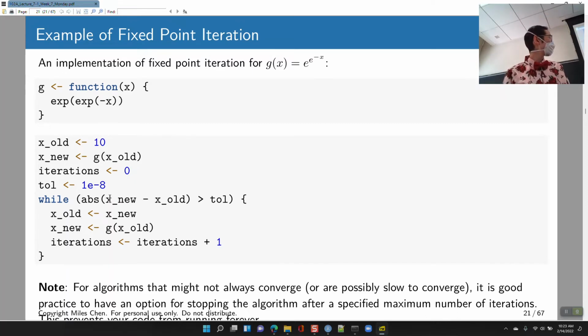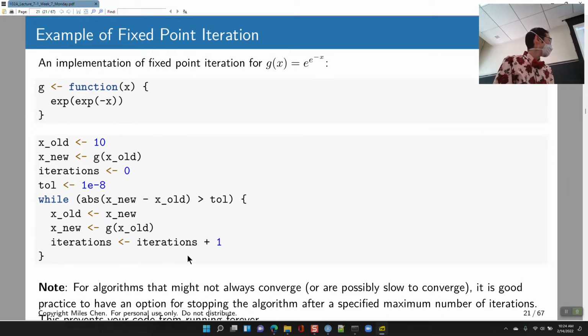And so this is my loop. While the absolute value of the difference between the new and the old value is greater than the tolerance, just run this loop over and over again. Take the new value, make that the old value, apply g to the old value, and that's going to be your new value, and then we want to just see how many iterations this took, so we'll increment iterations by 1. Right? So this is a very simple algorithm. We're just applying g to the same value over and over and over again, and we're just doing this in a loop. Okay? All right.